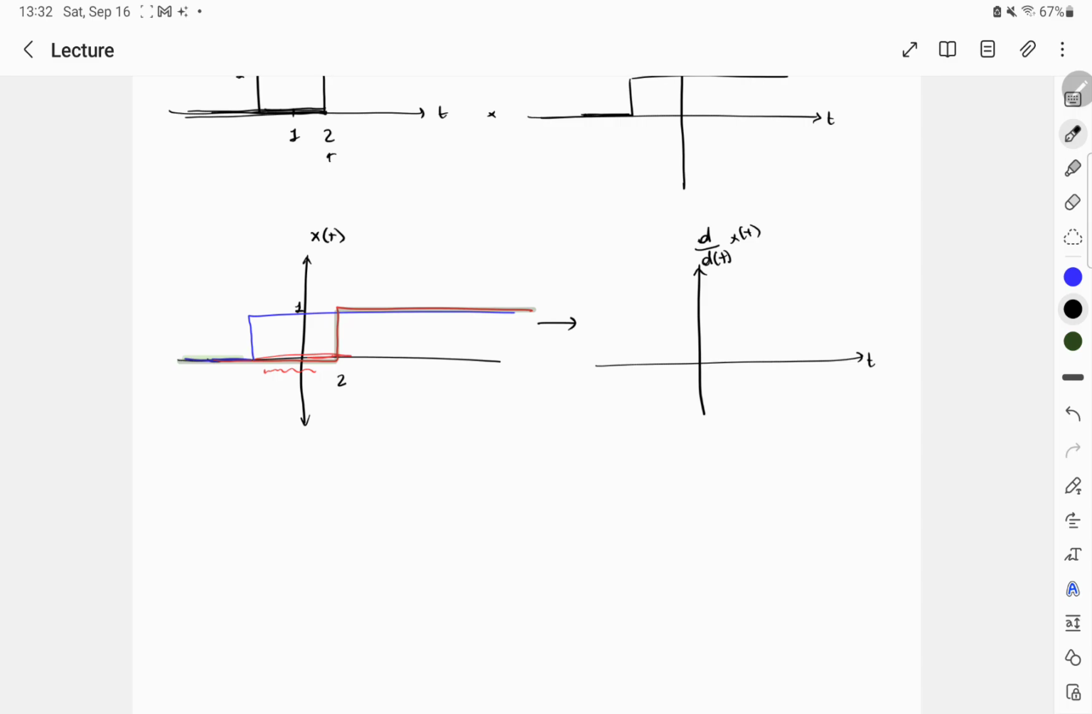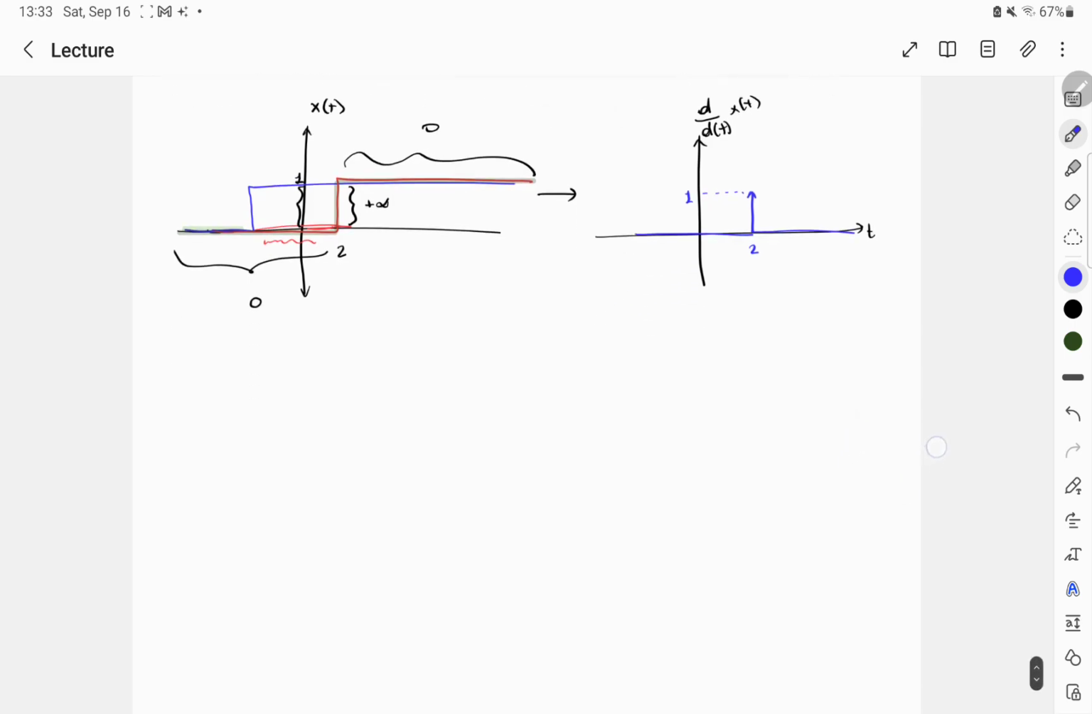Here we're going to plot the slope. This portion's slope is 0, this portion's slope is 0, this portion's slope is plus infinity. However, we need to show it with a delta function, whose amplitude is 1, as the amplitude here is 1. So let me just show it like this. And this is our function. However, is it done?